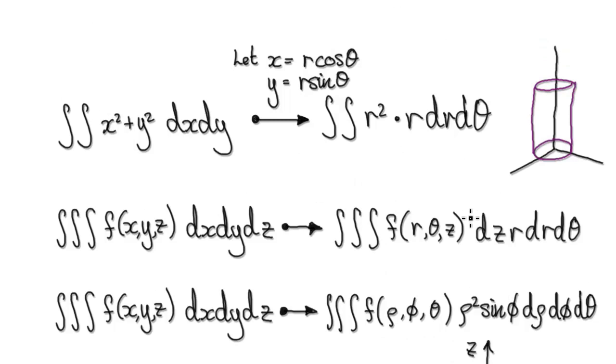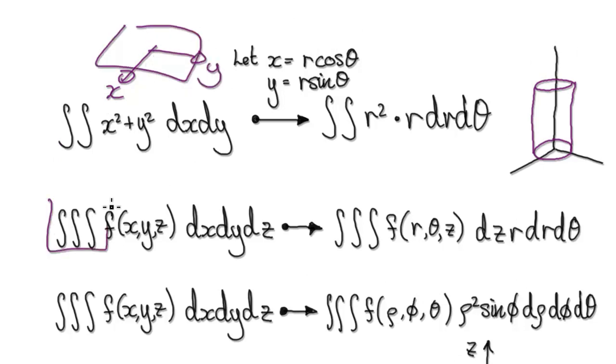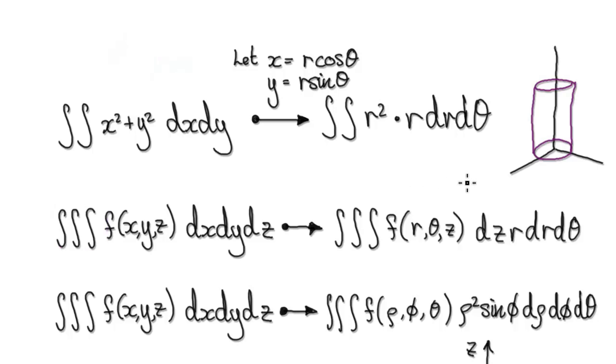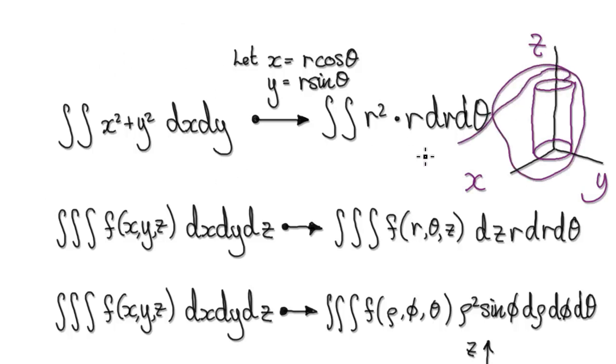So when you look at this, this is a double integral. So your xy plane becomes your domain. Here we're working with a triple integral, so your x, y, and z 3D space becomes your domain. So this 3D space becomes your domain.